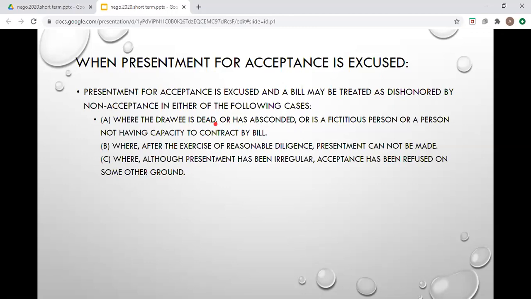Hindi sa pilitan na you present it to the personal representative. So if the DRAWEE is dead, you may or may not present it to the personal representative. In which case, you have the option to consider presentment for acceptance as excused and you will now treat the instrument as dishonored by non-acceptance. Another situation whereby presentment for acceptance is excused is when the DRAWEE is already absconded. So DRAWEE has already escaped. It's now impossible for you to still locate the whereabouts or to know the whereabouts. Then logic follows that presentment for acceptance is also excused.